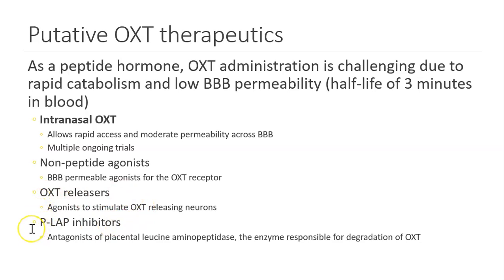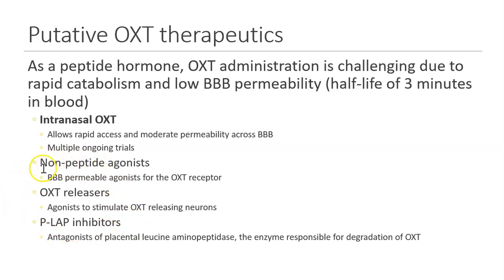The last one is the PLAP inhibitors. So these are antagonists of placental leucine aminopeptidase, which is the enzyme responsible for degradation of the oxytocin. So in other words, what it's doing is it's stopping the breakdown of the oxytocin so that the oxytocin is able to stay in your system longer and actually able to do its thing. Now, all of these are therapeutics, but they're in the really early stages.